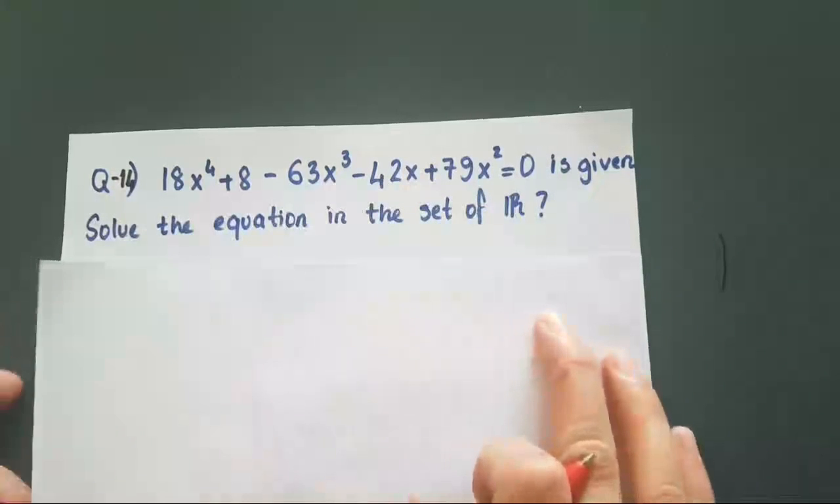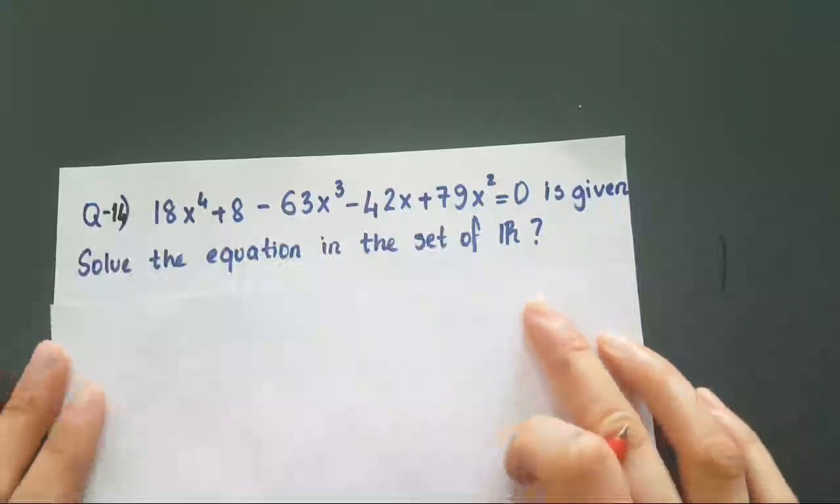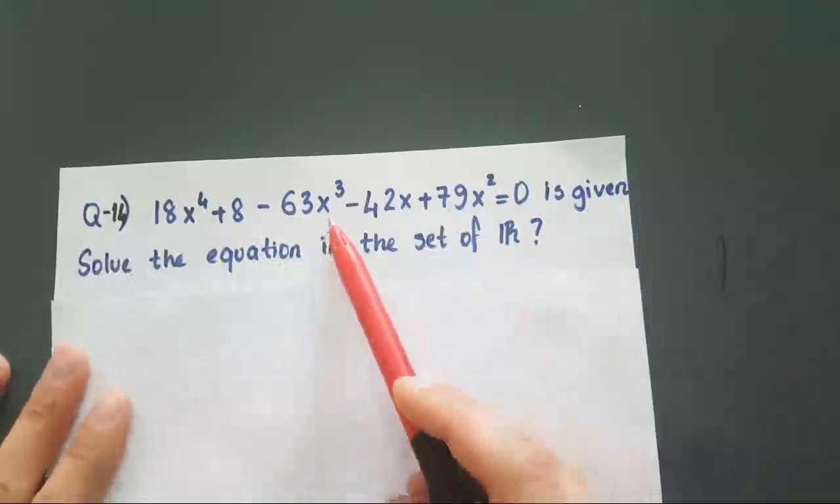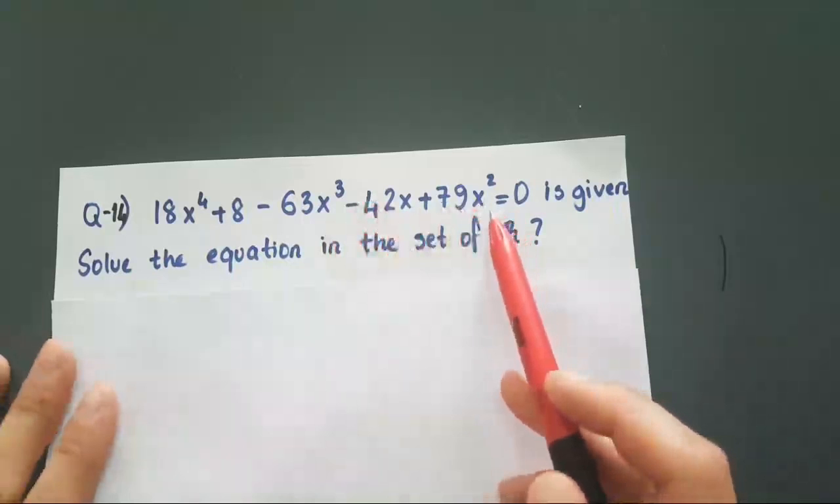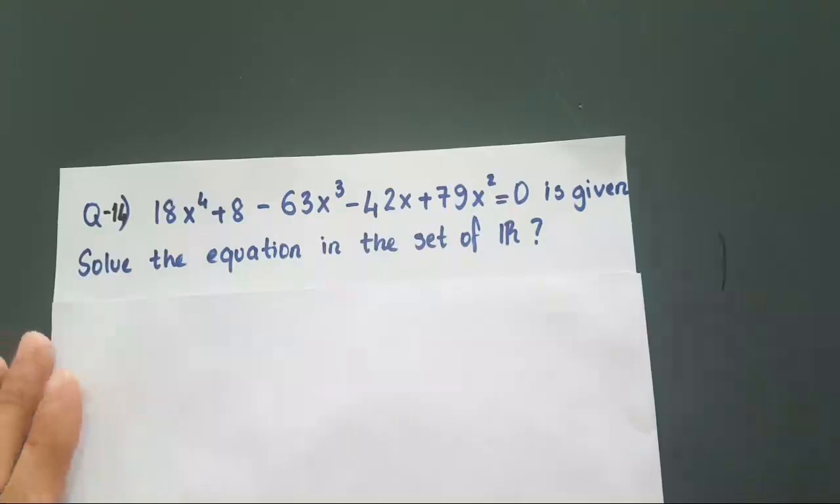Solve the equation in the set of real numbers. What is the equation? Let's read it together. 18x to the power of 4 plus 8 minus 63x cubed minus 42x plus 79x to the power of 2 is equal to 0. What a nice one. Yep, solve it in the set of real numbers. How to solve it?